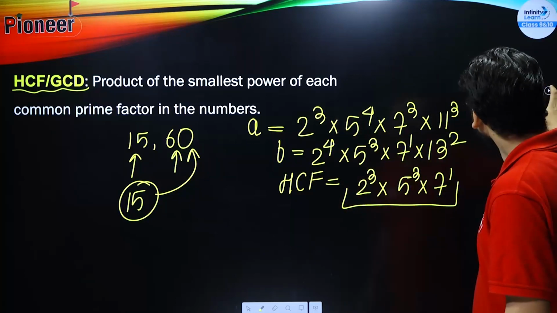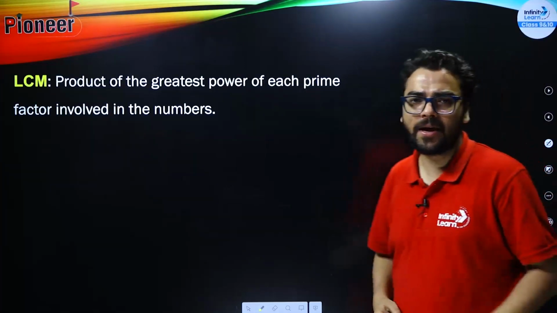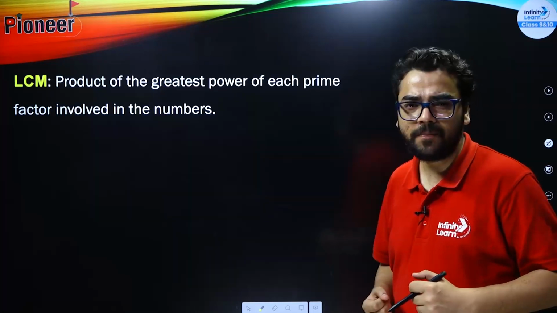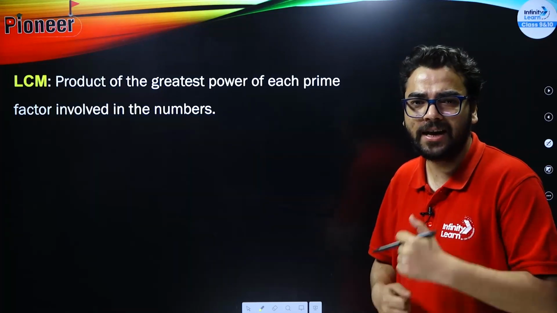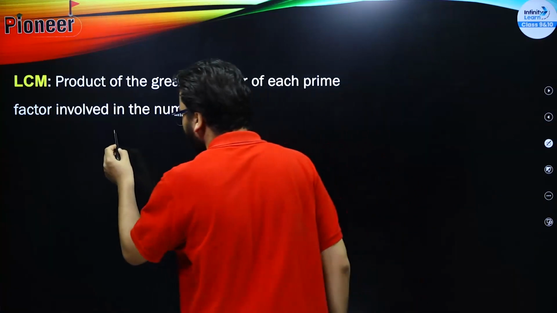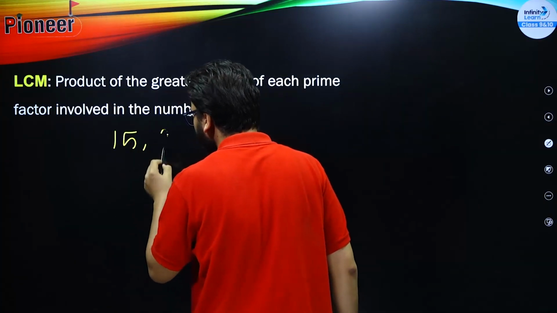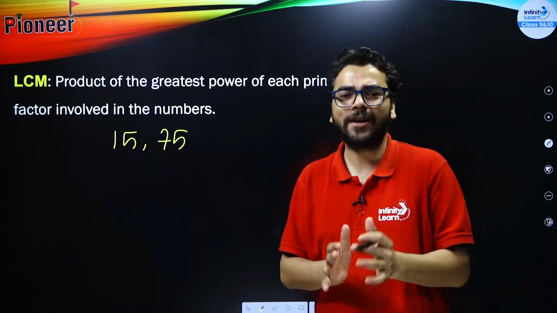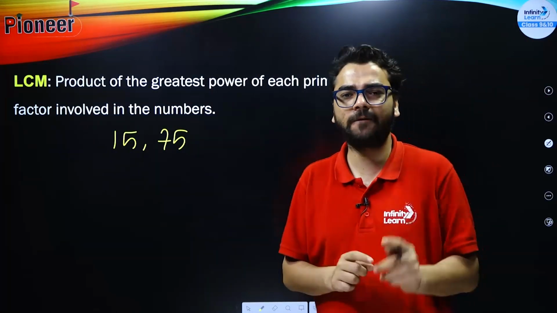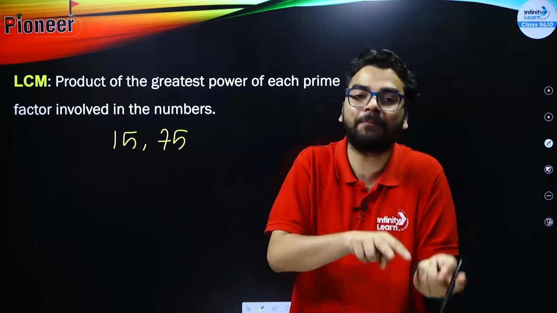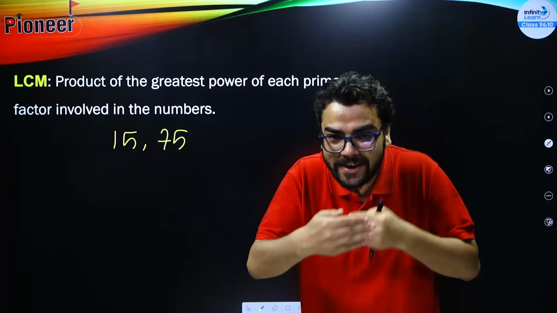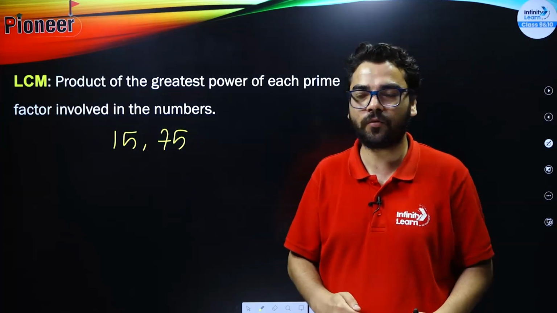Now, the next thing over here is the least common multiple. So least common multiple means what? Again, I will explain using an example. Simple example only. For example, I am taking 15 and 75. What will be the LCM of these numbers? So least common multiple means the first thing is it is a multiple of both of them. Common multiple. And it is the least common multiple. So what does it mean?